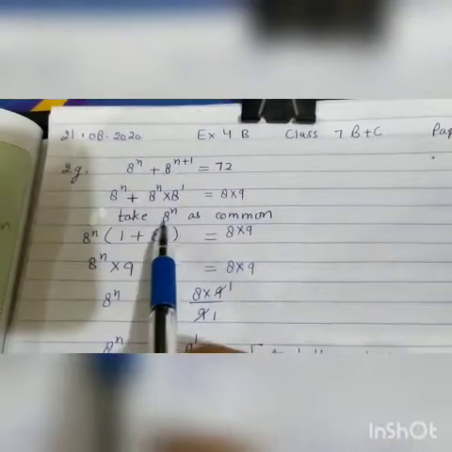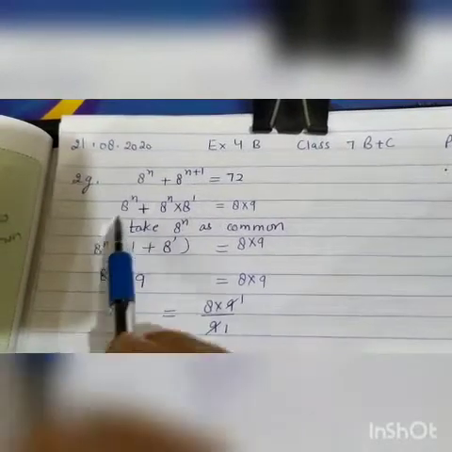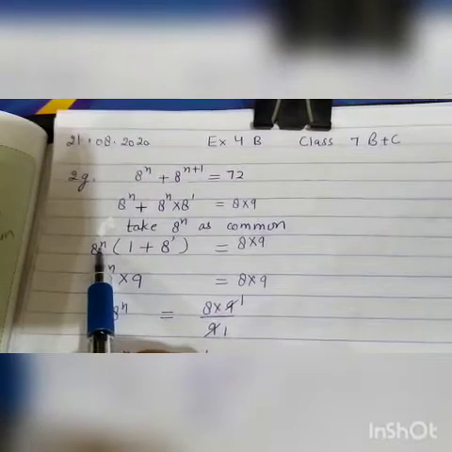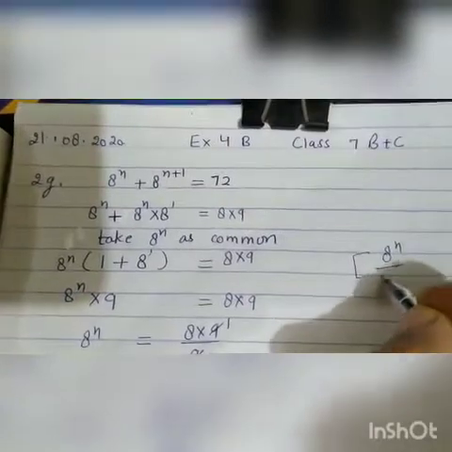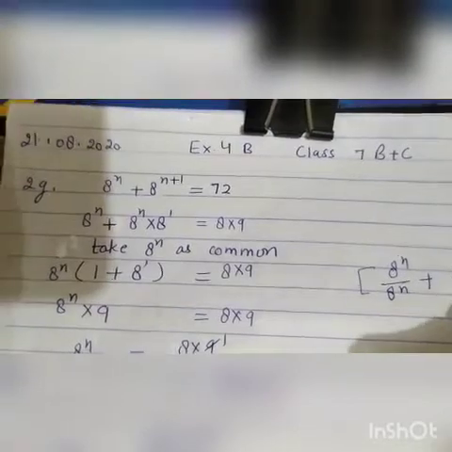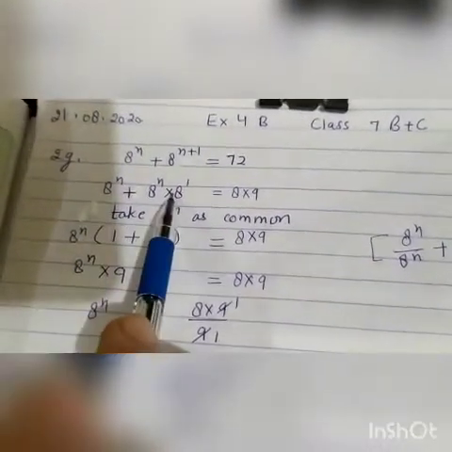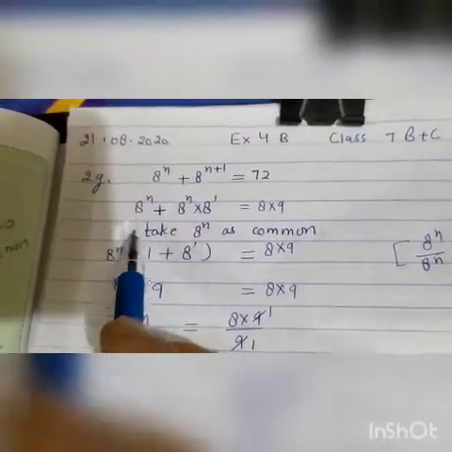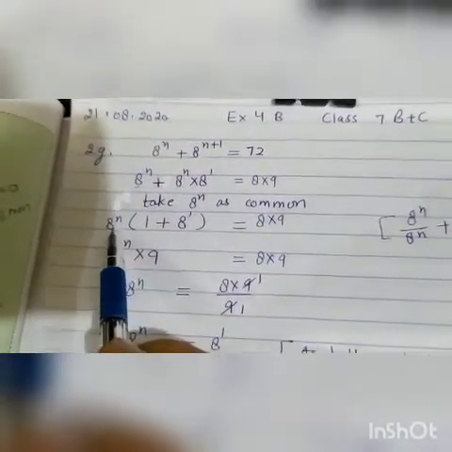Now take 8 power n as common. So when we take common 8 power n here, what will be the quotient? 8 power n divided by 8 power n, like this. See, 8 power n upon 8 power n plus 8 power n multiplied by 8 power 1 upon 8 power n. When we take common, it means we divide these two terms by the same term. So we take 8 power n common because this 8 power n is in the first term and the second term both. So 8 power n is common.